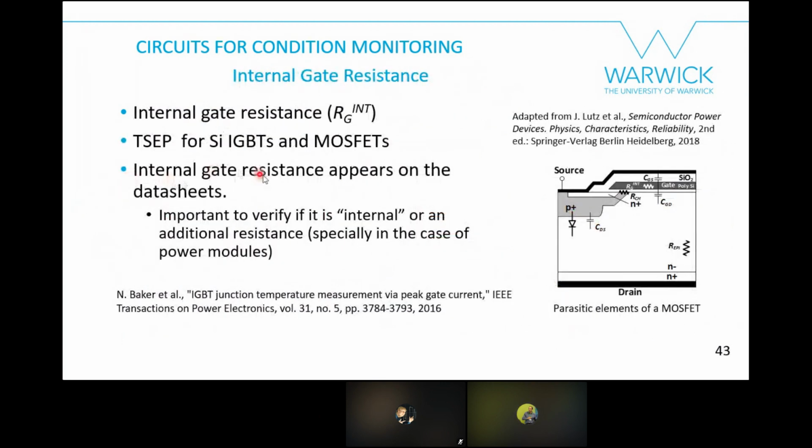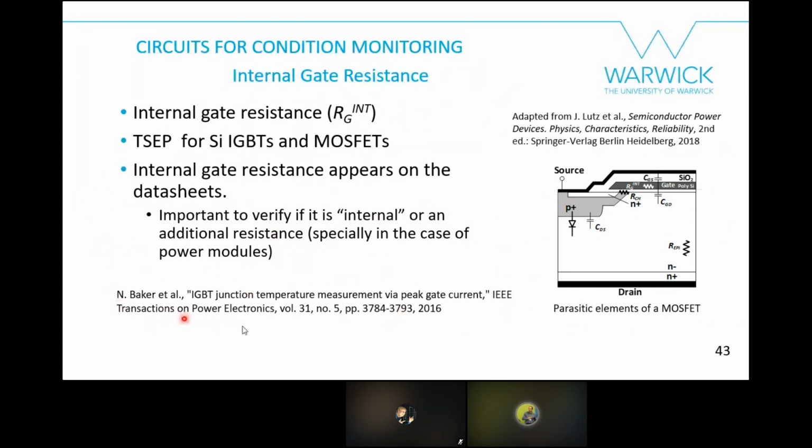Another parameter that is quite successful now is the internal gate resistance. A lot of people are working on the internal gate resistance of IGBTs and MOSFETs as a TSEP. It appears on the datasheets, but it's very important to verify if it is internal or an additional resistance. In some modules, some manufacturers add additional resistances to balance the switching between parallel chips.